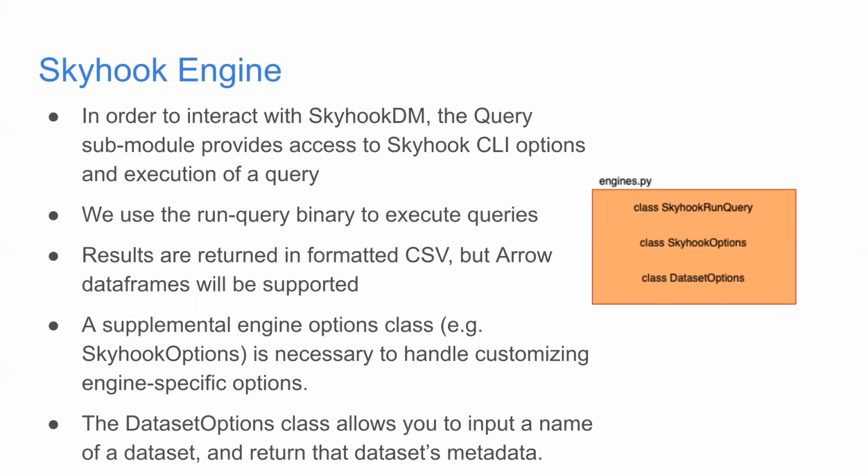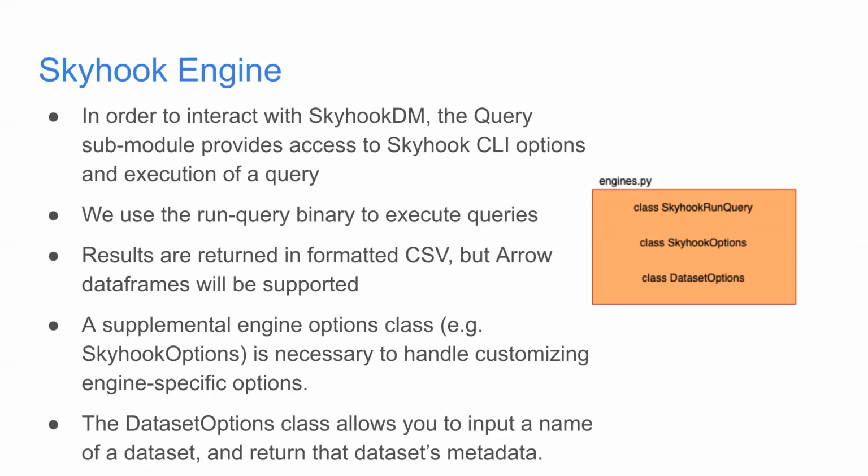An engine is a class that performs the final execution of a query by the storage system. Skyhook specifically has to execute its queries using the run query binary included with the project. However, a library that abstracts this binary is in development and can be used by Skyhook SQL to execute SQLIR queries instead. Currently, results are returned in formatted CSV, but in the future, implementation of SQL processing for Skyhook will include the option to determine what format you would prefer your results in.